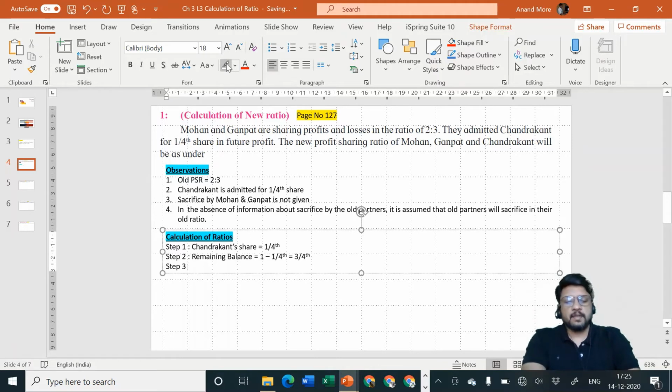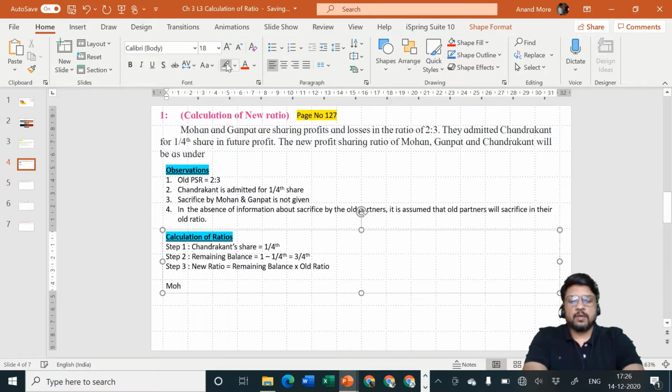Okay. So step number 3, new ratio is equal to remaining balance into old ratio. Who is that? Mohan, and then there is Ganpat, and then new partner is going to be Chandrakant. Mohan, Ganpat and Chandrakant. Remaining balance is 3/4 of the entire firm. So 3/4 into what? Old ratio.